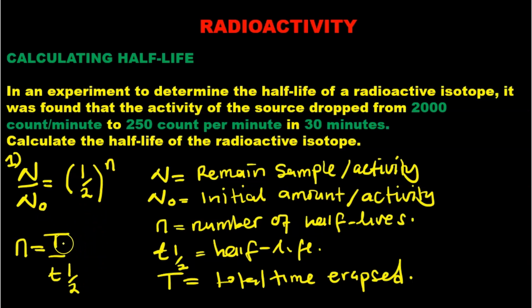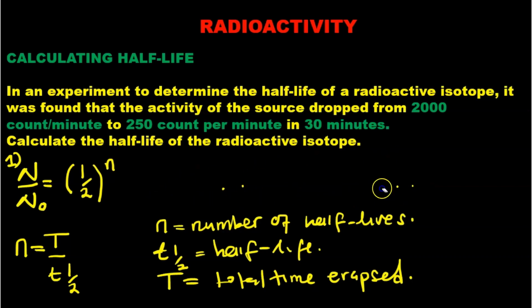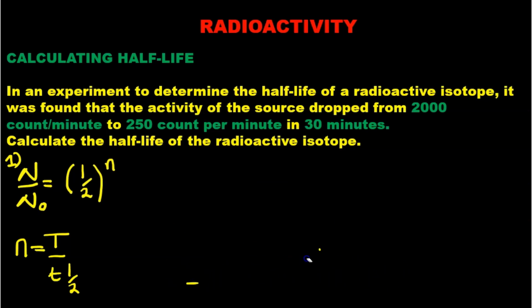But we can only find n using the first formula. So this formula is the one that we use first to calculate n. Then we can come now to apply this one to find the half-life. So let us start solving. We are going to start by finding n, and therefore let us have the information that we need.